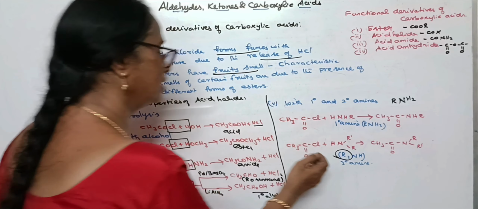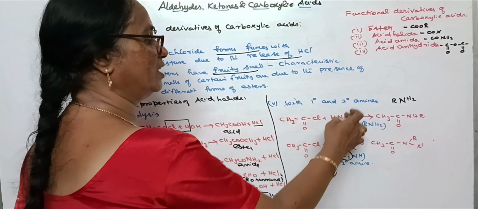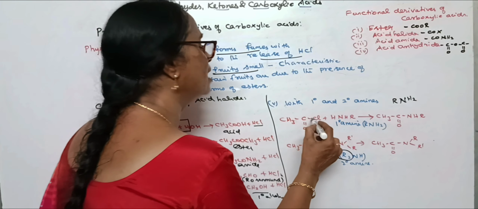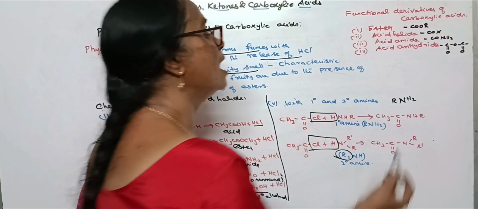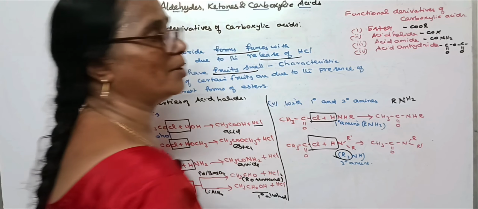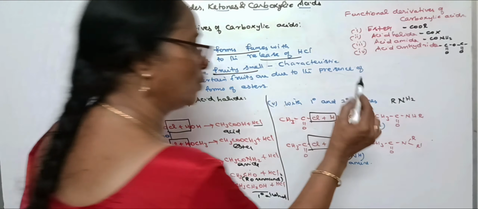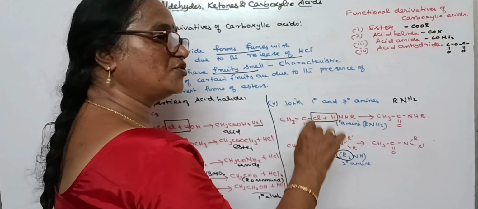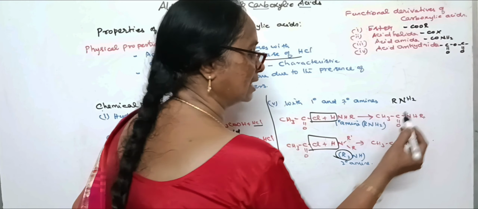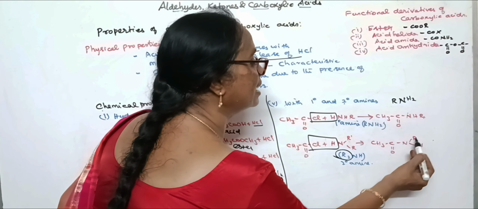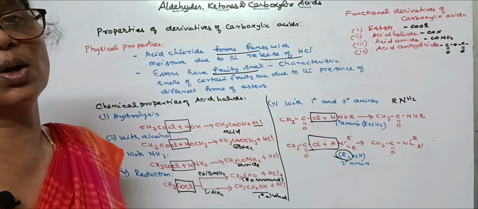So acid halide, just like the reaction with ammonia, may also react with the primary amine and secondary amine. Correspondingly, the HCl will be removed, and alkyl substituted amides are formed. With ammonia, it forms only the amide, but with the primary and secondary amine, it forms alkyl substituted amide. So it is N-alkyl acetamide. This is N,N-dialkyl acetamide. That's all the chemical properties of acid chlorides.